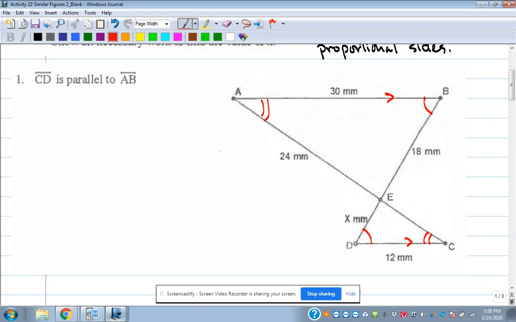So we get these similar triangles, and what we want to look at there is setting up in order to find out what this missing side here is. That's what our end goal is. So we want to talk about the similar triangles. So triangle, I'm going to call it EBA, is similar to triangle EDC.